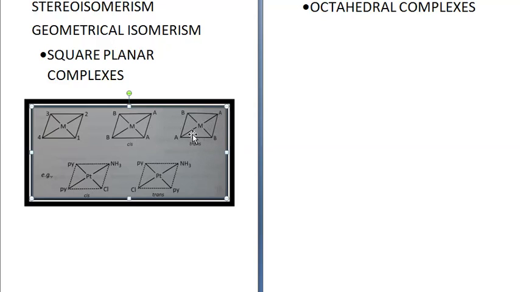For example, see platinum, and this is Py and NH3 Cl. So although these two are different, you don't have to be concerned about this, but these are the same. So pyrimidine bases, they are adjacent and close to one another, so this is cis, and here they are opposite one another, so this becomes trans. Alright, next we come to octahedral complexes.